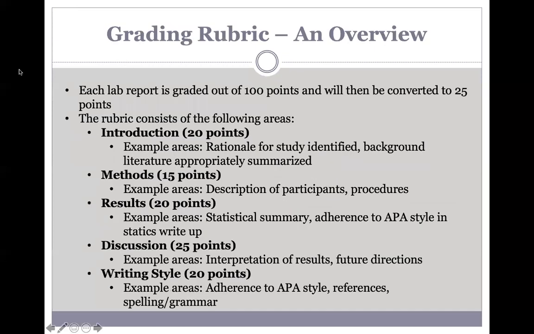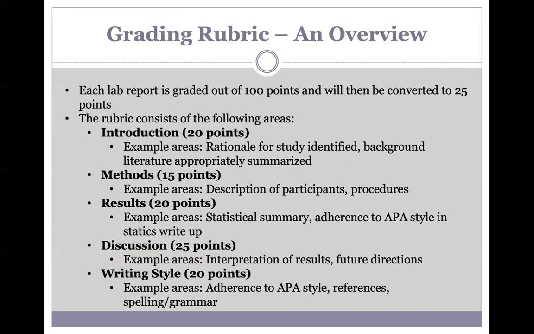So let's see, the grading rubric. Broadly, I would really suggest that you read through it. It's graded out of 100 points, and then will be converted to 50 points, not 25. So sorry about that, that's an error. It'll be converted to 50 points.